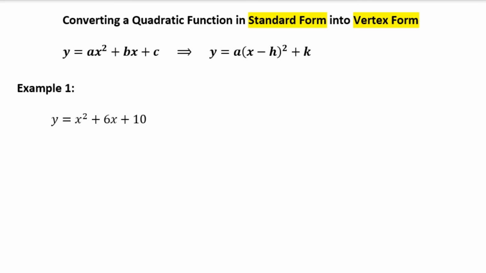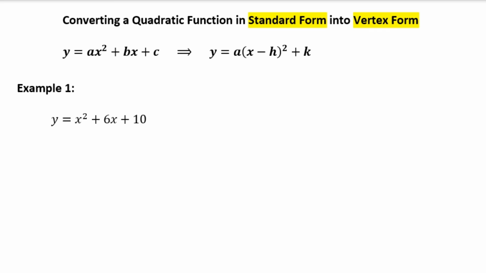In this lesson, I'll show you how to convert a quadratic function in standard form into vertex form. When we say quadratic function in standard form, it is written in the form y equals ax squared plus bx plus c. On the other hand, the vertex form is y equals a times the quantity x minus h squared plus k.